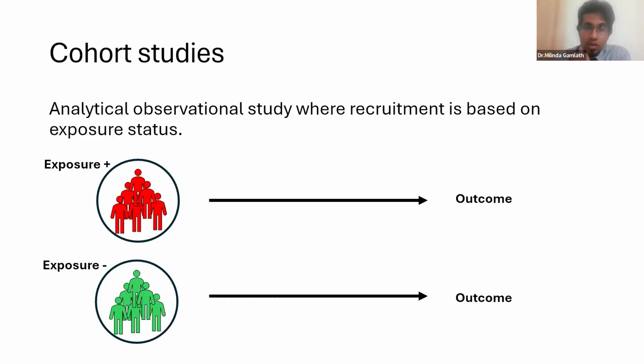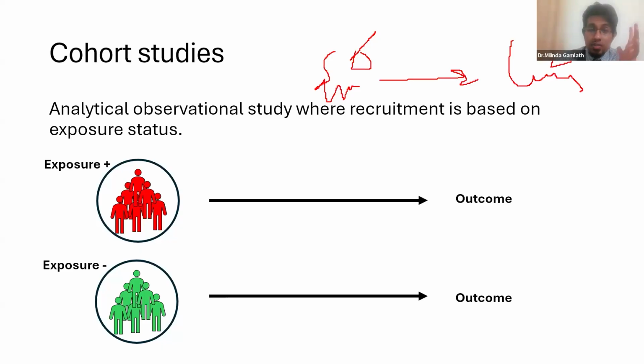Right, so the very first study we are going to look into is cohort studies. You have these three studies: cohort studies, case control studies, and cross-sectional studies with an analytical component. In cohort studies, what you do is you recruit based on exposure status. So what does that mean? If you take the example of smoking and lung cancer, exposure is smoking. Lung cancer is the outcome or the disease.